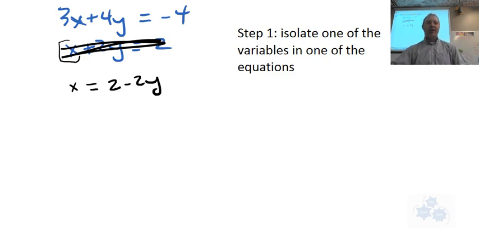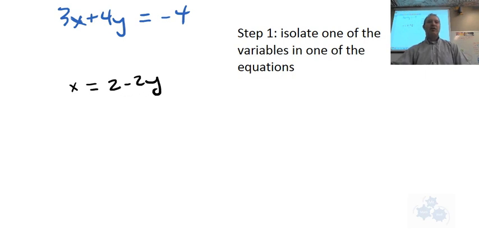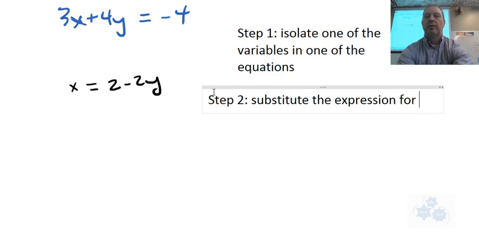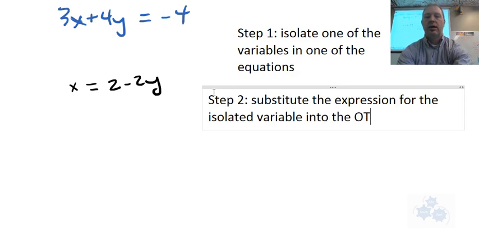Now, this looks very, very similar to the example we just did, right? You see how I have x equals this right here? So guess what? Step 2, substitute the expression for the isolated variable into the other equation.